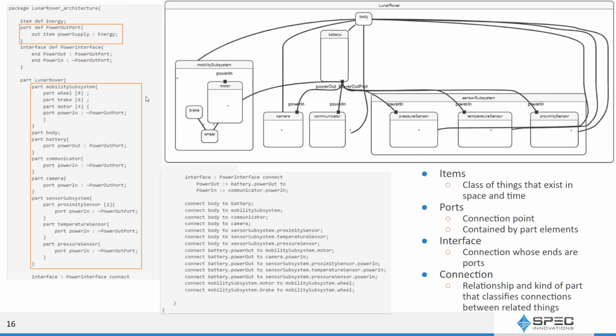So this is then used within our lunar rover decomposition to show the interconnections between the parts. So part mobility system has a port power in, and you can see that little squiggle for not power out port, which gives it the conjugate port. So the power in will be the conjugate of the power out port. Part battery has port power out, which uses the power out port definition. And you can see all the other ports as well going down.